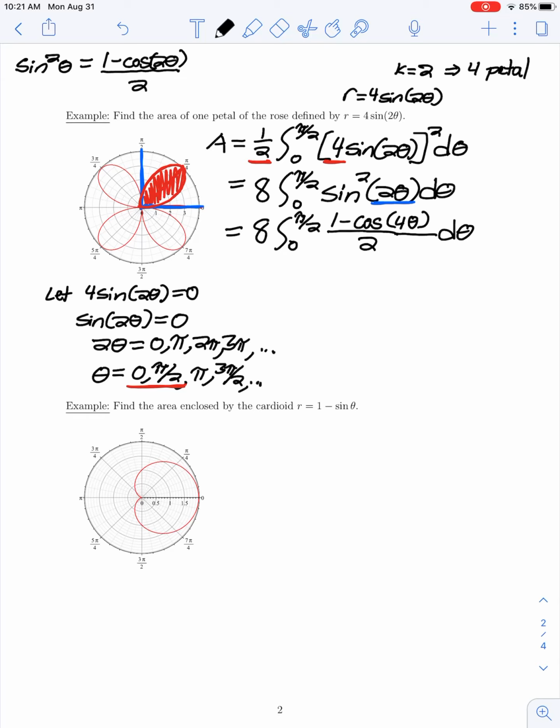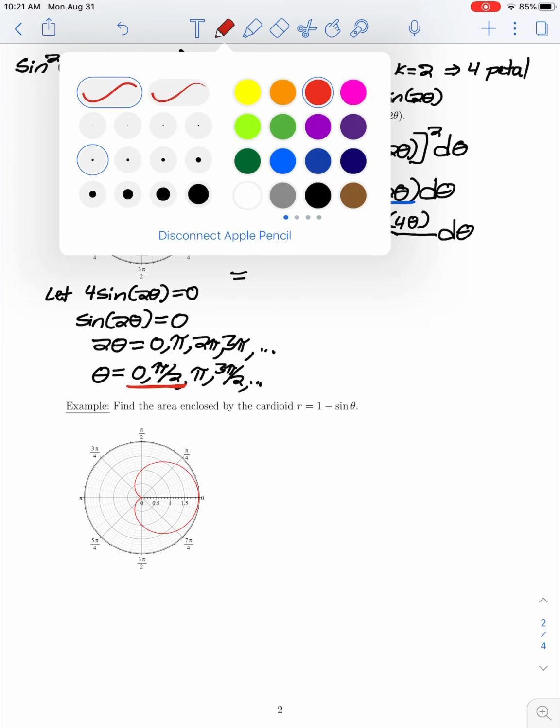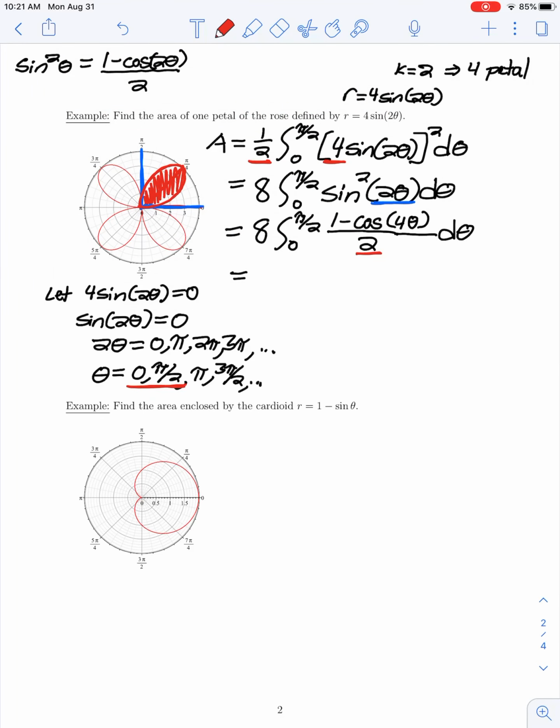So simplifying a bit further, I see that I have this factor of 1/2 in my integrand, which I can bring out in front of the integral, and multiplying by the constant 8 that we had, we now have 4 times the integral from 0 to pi over 2 of 1 minus cosine of 4 theta d theta. So at this stage, we're ready to find our antiderivative.